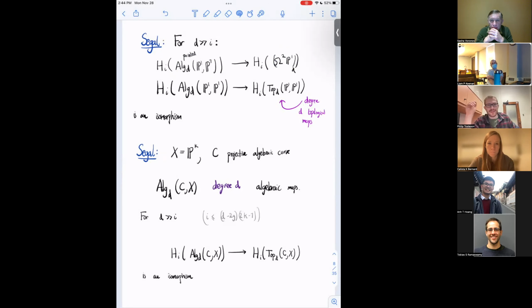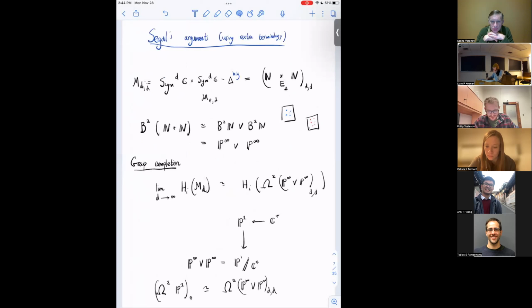Does anyone have any questions about that? I know I said it a little quickly. On the previous page, you had an equation where you were taking a limit over D, and then D turns up on the right hand side too. Is there any condition? Oh yeah, sorry, I should say this.